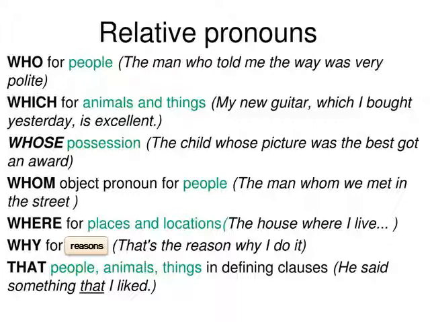Number 3, whose. We use whose to express possession. For example, the child whose picture was the best got an award. Number 4, whom. We use this as an object pronoun for people. For example, the man whom we met in the street was very nice.